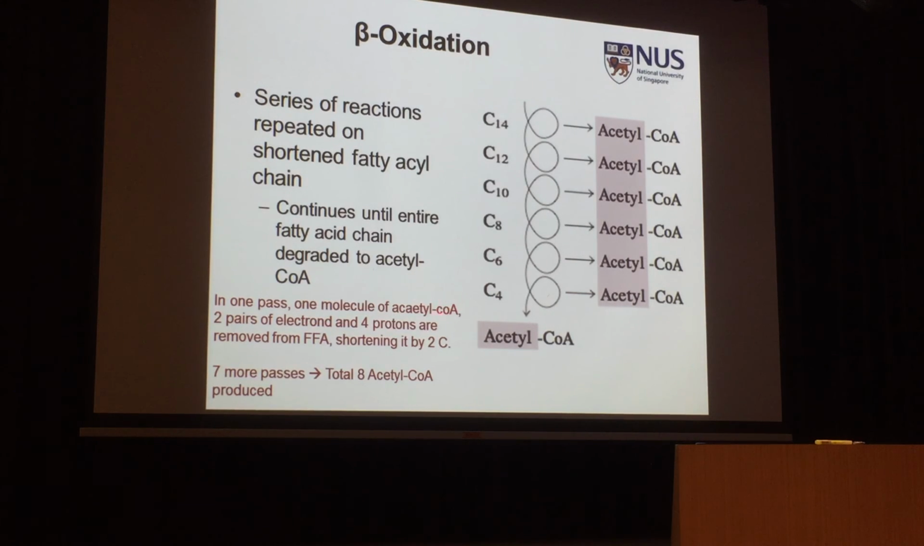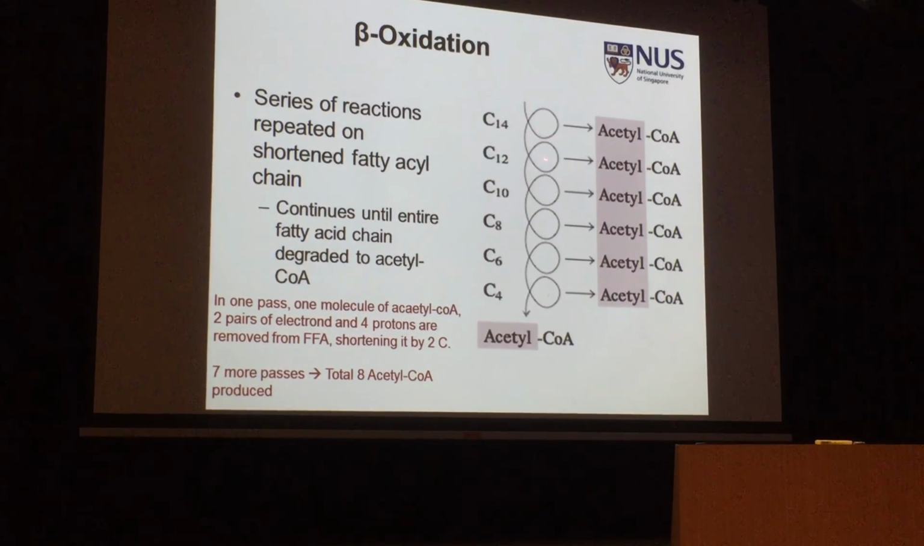And along with acetyl-CoA, there will be 2 pairs of electrons given out because 2 hydrogens were removed. So you have 2 pairs of electrons and 4 protons. And then the chain is shortened by 2 carbons. Okay? So we have finished 1 pass over here.